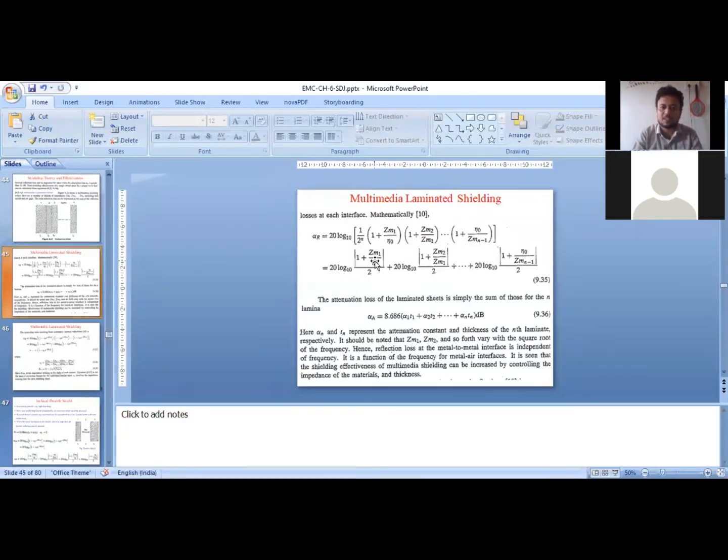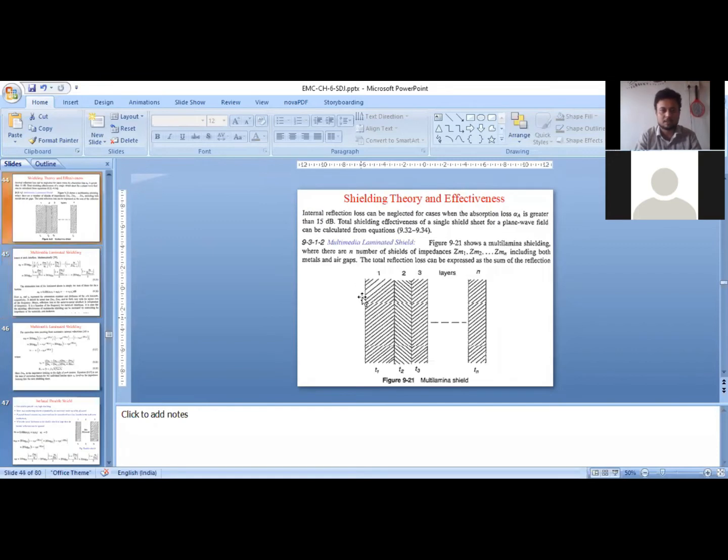You can simplify this. This I can write as eta 0 plus Zm1 divided by 2 eta 0. 20 log of A by B is minus 20 log of B by A, right? So that means this 2 eta 0 will go to the numerator and be divided by eta 0 plus Zm1. So this is the transmission coefficient, that is 2 eta 0 divided by eta 0 plus Zm1. This is the transmission coefficient happening at the first interface.